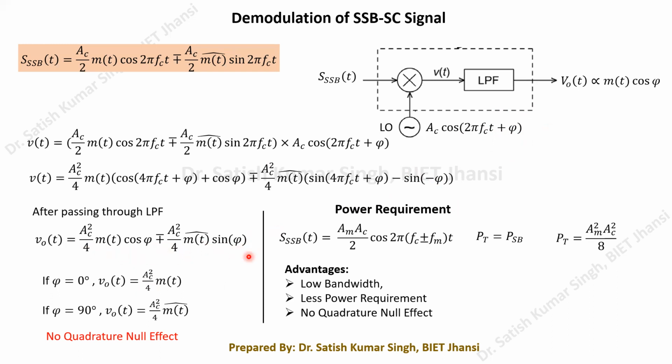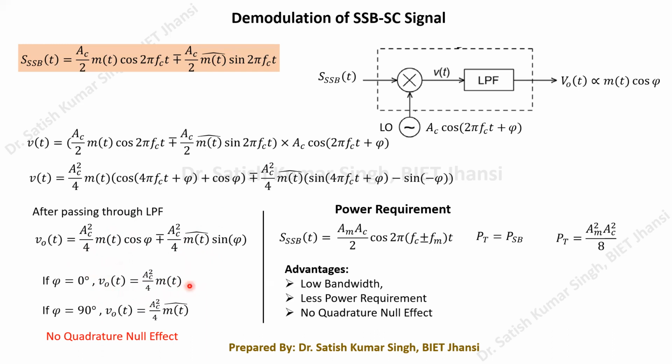Now, let us say phi is equal to 0. In that case, cos phi will be equal to 1. When cos 0 equals 1, then sin phi will become 0. So this part will be removed, and only this part will be available at the output of the low pass filter. So the output will be Ac square by 4 multiplied with m(t). That means our message signal is recovered. You can see that our V output is Ac square by 4 m(t), so we are able to recover the original message signal.